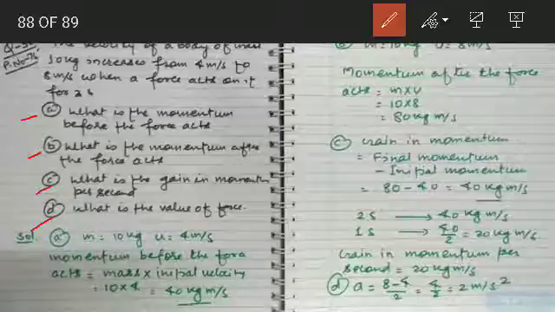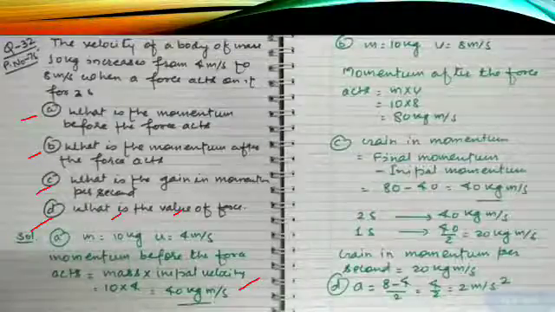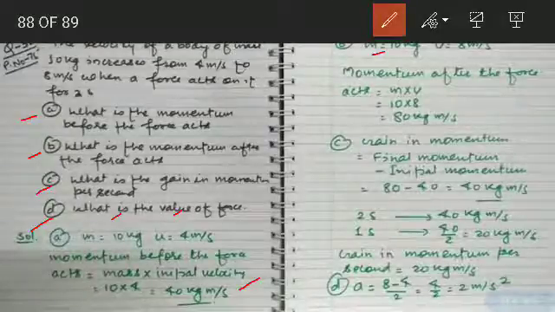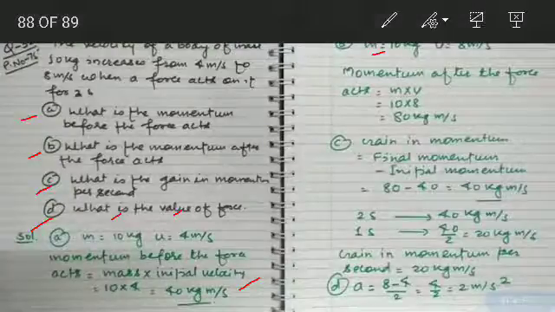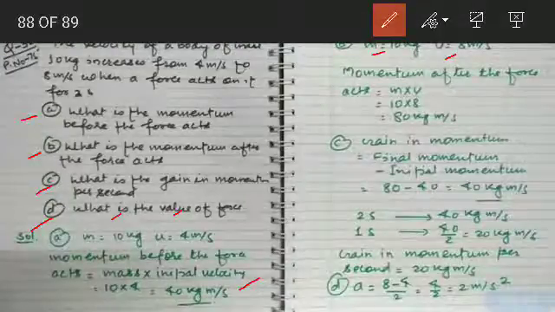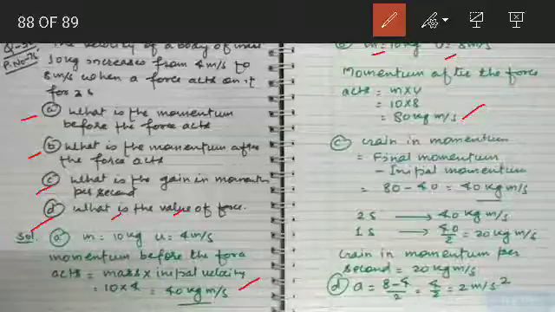So first, doing the first part, we have mass, we have initial velocity. Momentum before the force acts on the body will be equal to mass into initial velocity. So it is 40 kilogram meter per second. Now for the second part, what is the momentum after the force acts on the body? Mass will remain the same, that is 10 kilograms, and final velocity is 8 meter per second. So we can easily calculate the momentum after the force acts on the body. It is 80 kilogram meter per second.